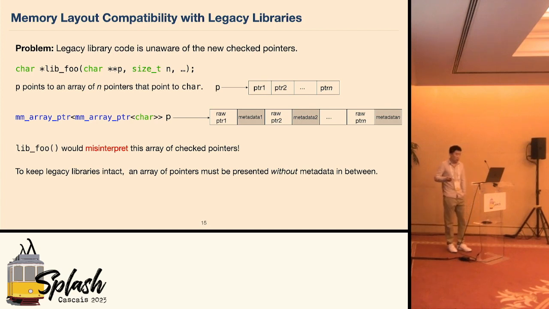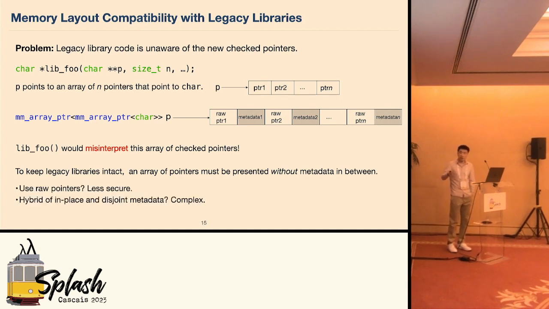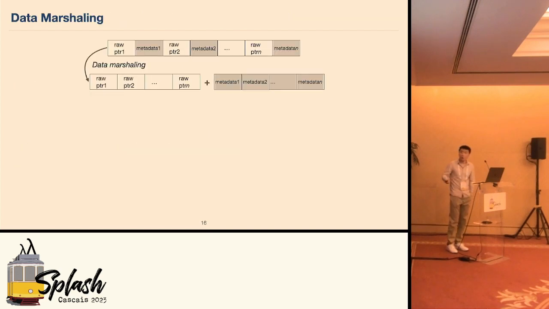To solve this problem, there are several options. First, we can use raw pointers for such arrays. This is possible because CheckC allows mixing raw C code and CheckC code at a very high granularity. We can do that, but it's less secure. Or we can use a hybrid mode, with some pointers using in-place metadata, some using raw pointers, or some using disjoint metadata. But the implementation would be very complex, and the disjoint metadata incurs high overhead, as I mentioned earlier. So our solution is pretty straightforward.